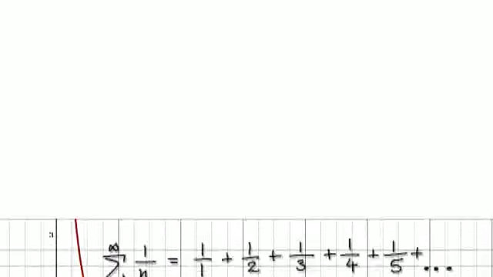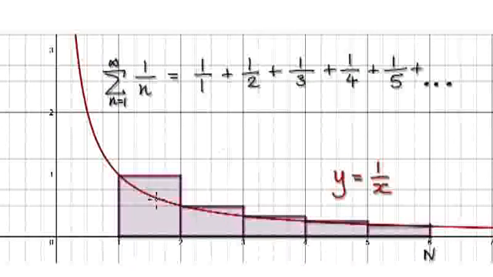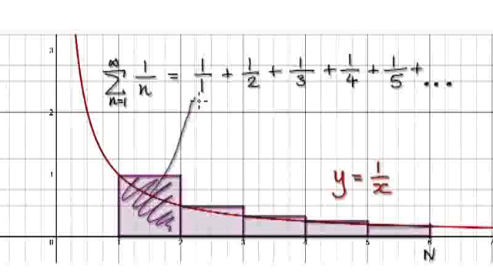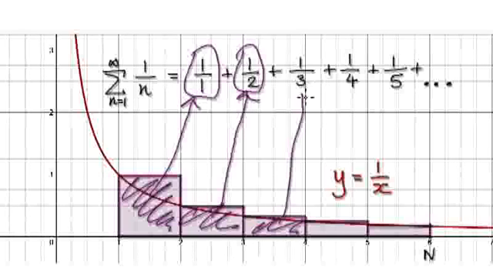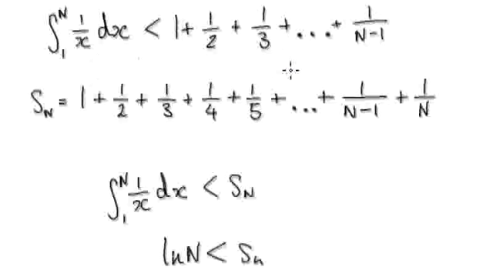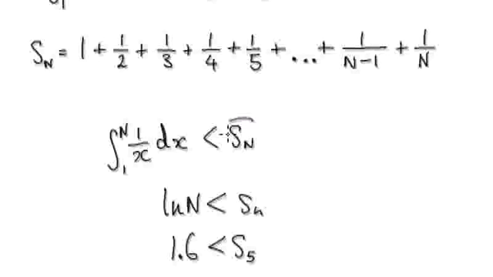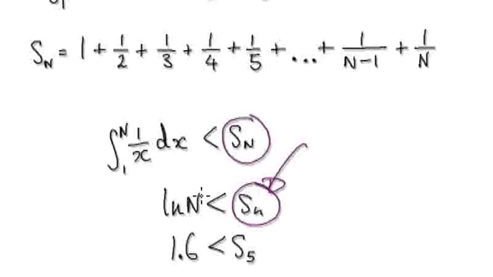In the previous video, we used Riemann's upper sum, meaning we use this area to represent this area, to represent this area, to represent this, and so on. So we use Riemann's upper sum to show that Sn will always be greater than the natural log of n.